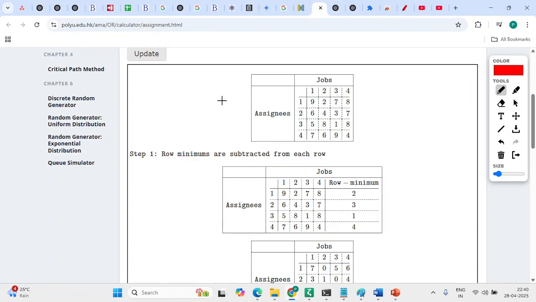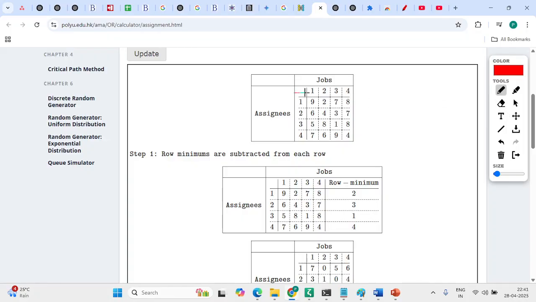Hello students, in this video I am going to explain how to solve an assignment problem using the Hungarian method. So this is an assignment problem, as you can see here.